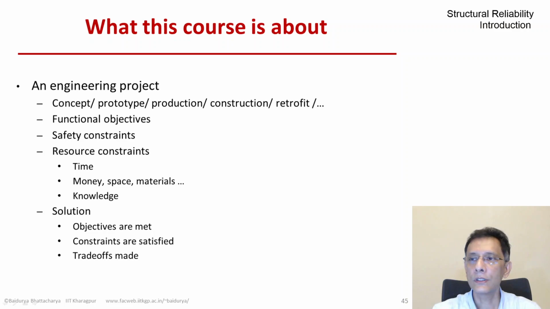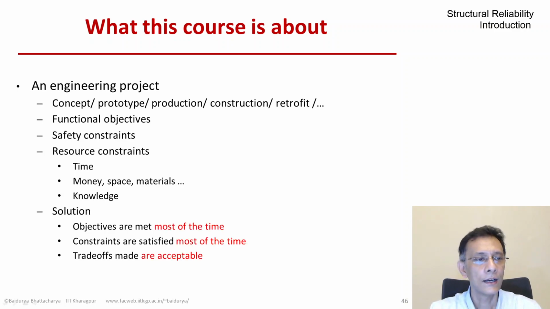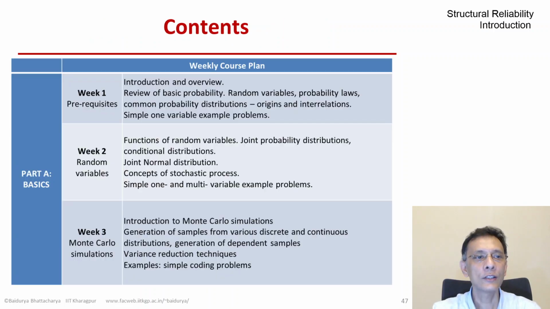In light of all that we have been discussing in this lecture, it would be appropriate to actually restate the last 3 points of this slide, which I am now adding in red font, and restate that the objectives are met most of the time, the constraints are satisfied most of the time, and the trade-offs that are made are acceptable. So with these thoughts, let's look at once again the contents of the first part of our course.